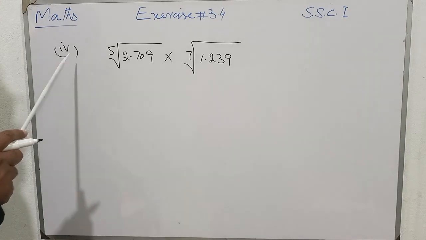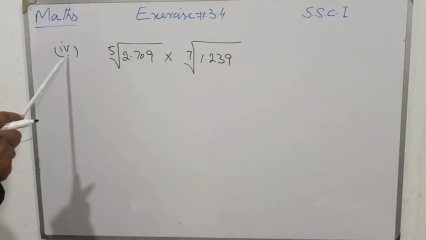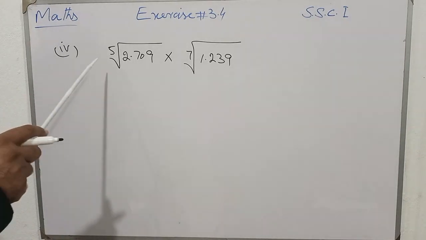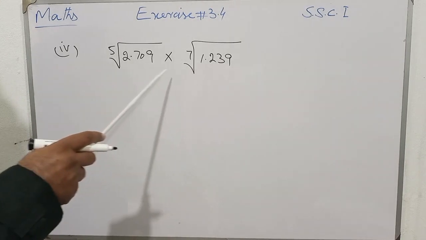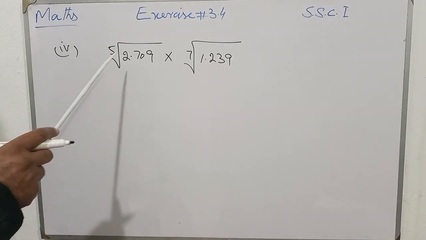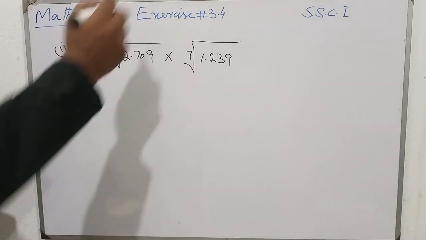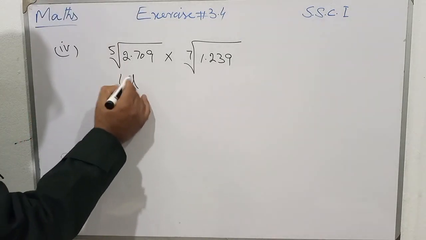Students, the previous one was not the second part, that was the third part, and now I am going to solve the fourth part of the same question, and we have to evaluate this number by using log table. So the first step for this question is we have to suppose that this number is equal to x.